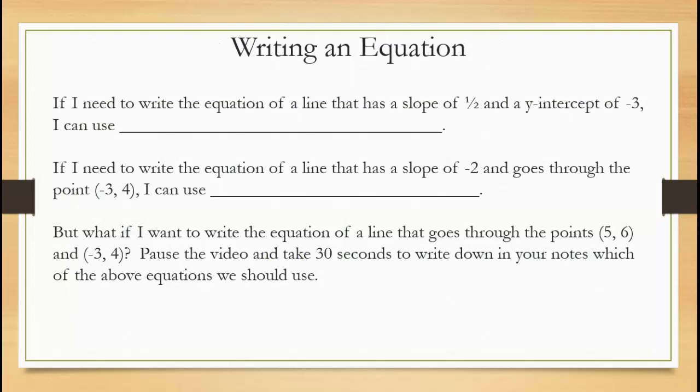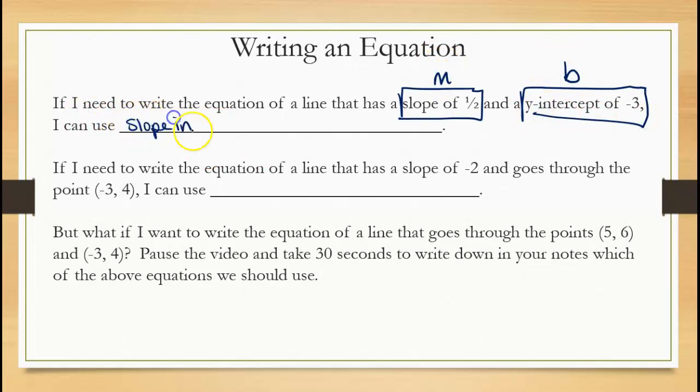If I want to write the equation of a line that has a slope, remember, a slope of 1/2 and a y-intercept of -3, that's giving me my m and my b, I can use slope-intercept form, which is y equals mx plus b. You might want to write yourself a note that slope-intercept form is y equals mx plus b.